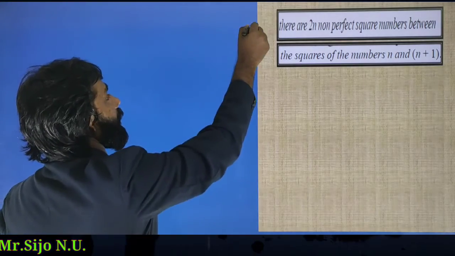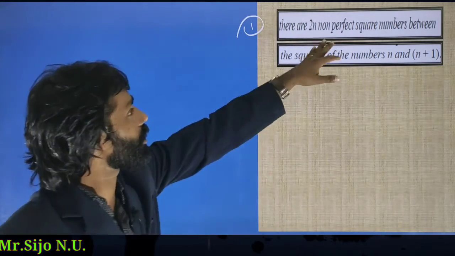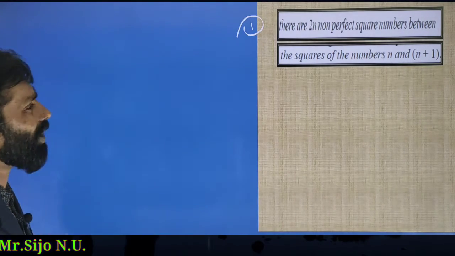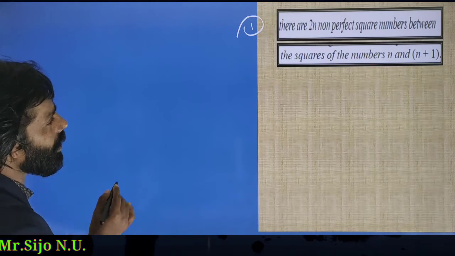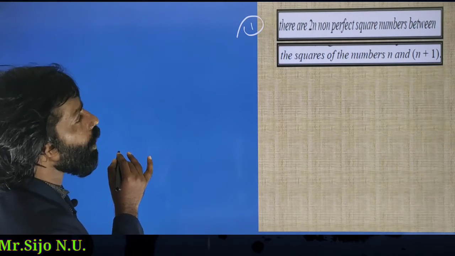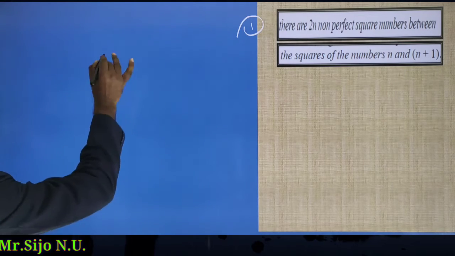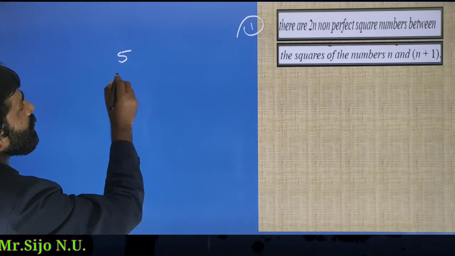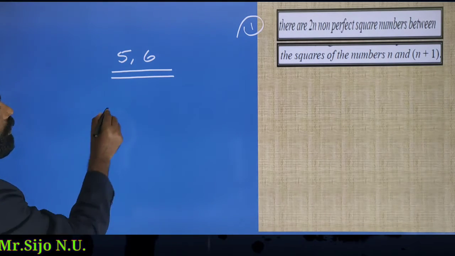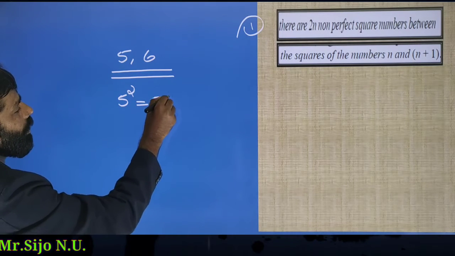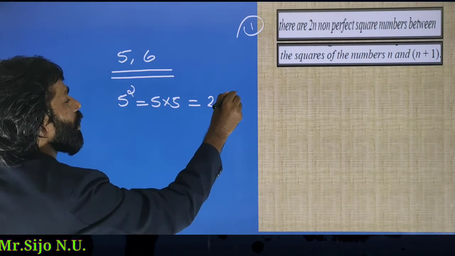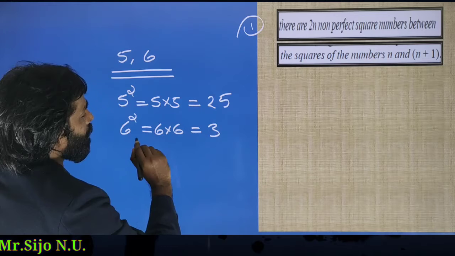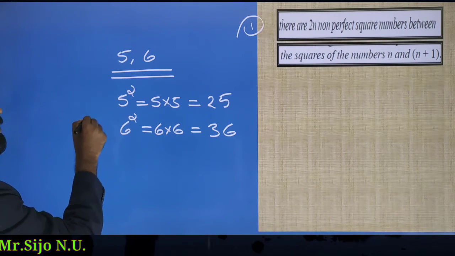Now, one more very important property. There are 2n non-perfect square numbers between the squares of the numbers n and n plus 1. What does it say? Let us consider two numbers, 5 and 6. What about 5 square? We know 5 square equals 5 into 5, that is 25. Now 6 square, we know what that is: 6 into 6, that is 36.